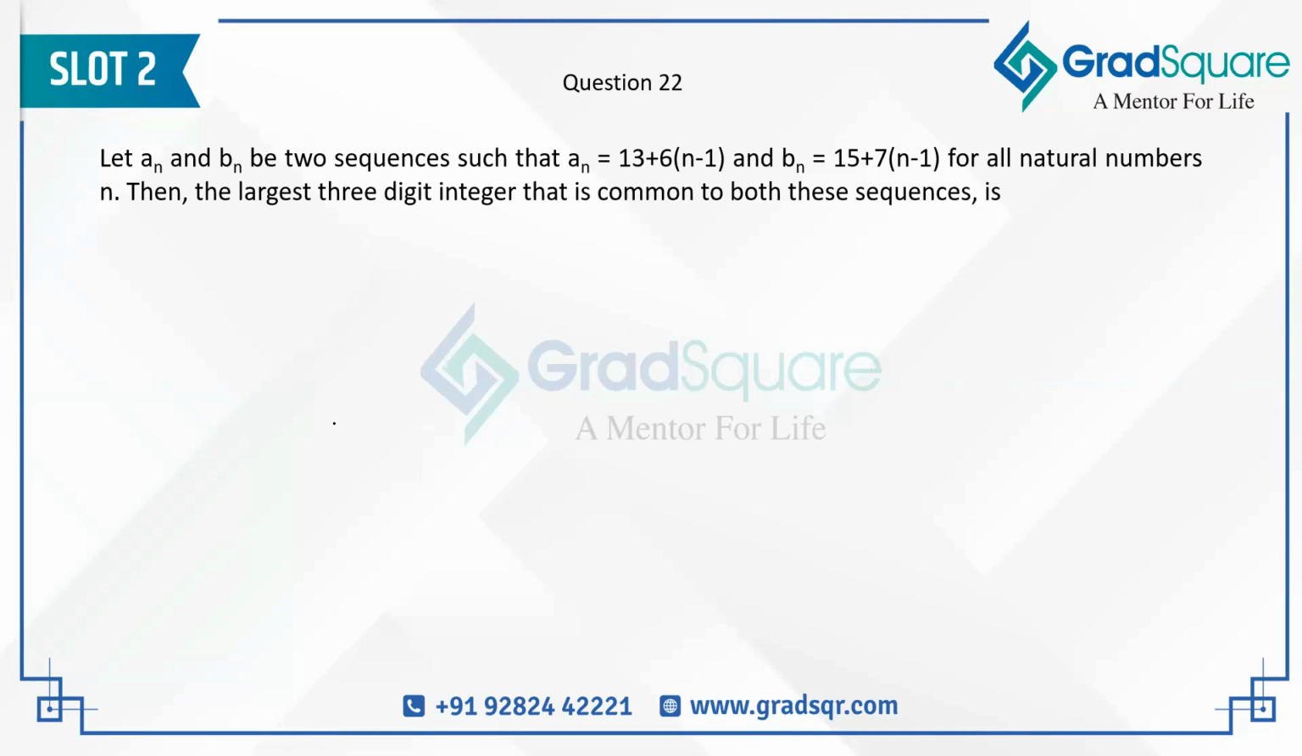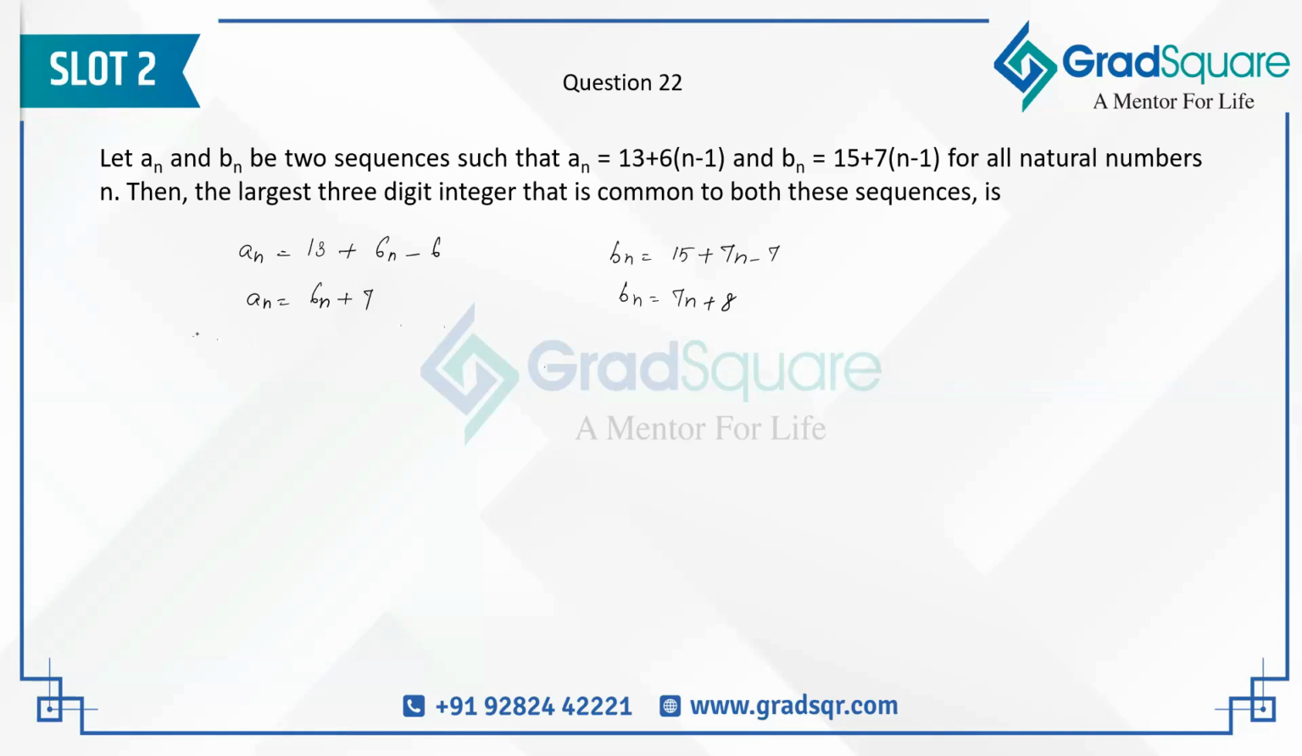Moving over to question number 22 of slot 2 today. They're telling me that AN and BN are two sequences such that AN is equal to 13 plus 6n minus 6, or AN is equal to 6n plus 7, and BN is equal to 15 plus 7n minus 7, which tells me BN is equal to 7n plus 8 for all natural numbers n. Then the largest 3-digit number that is common to both.